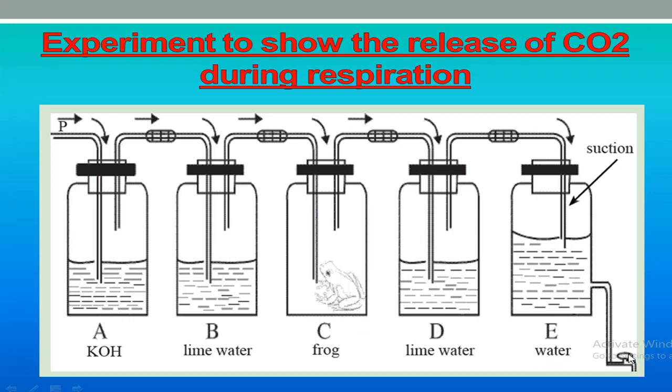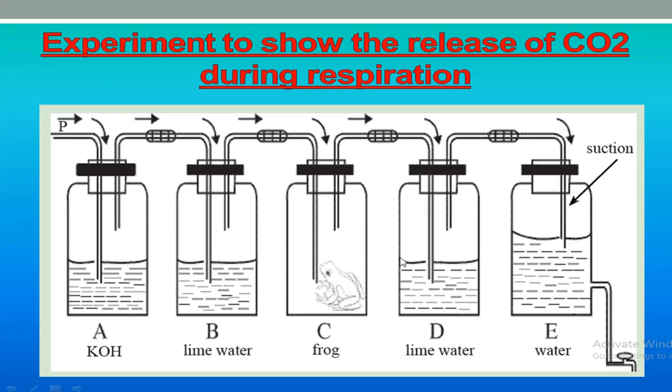When this tap is open, water contained in the vessel E is removed. After that, an empty space is made here. To fill this empty space, gases flow from the D tube to the E.